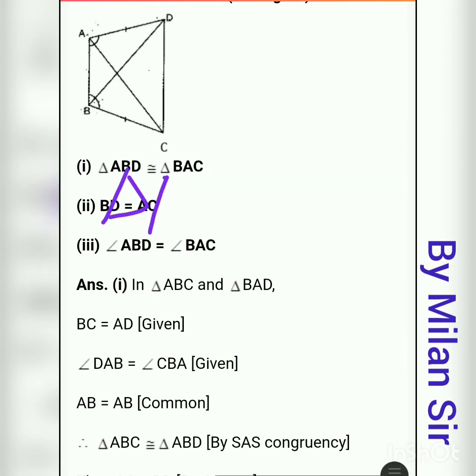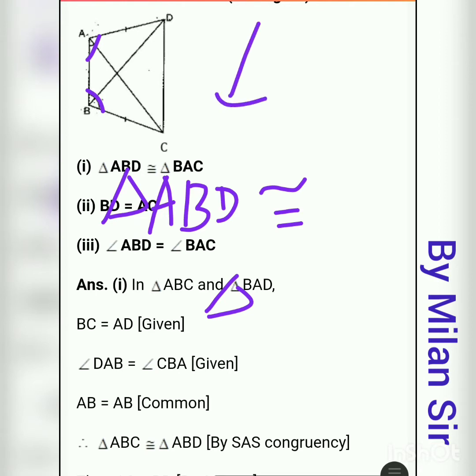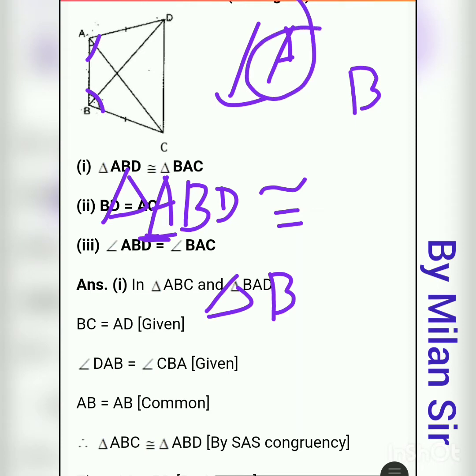First of all write down the triangle ABD, congruent to. Now we know that angle A is equal to angle B, right? Angle DAB in the first triangle, angle A is equal to angle B of the second triangle. Angle A is covered in triangle DAB and angle B is covered in triangle ABC. So this A is equal to B. At first position we have A here, so in the first position we need to put B.